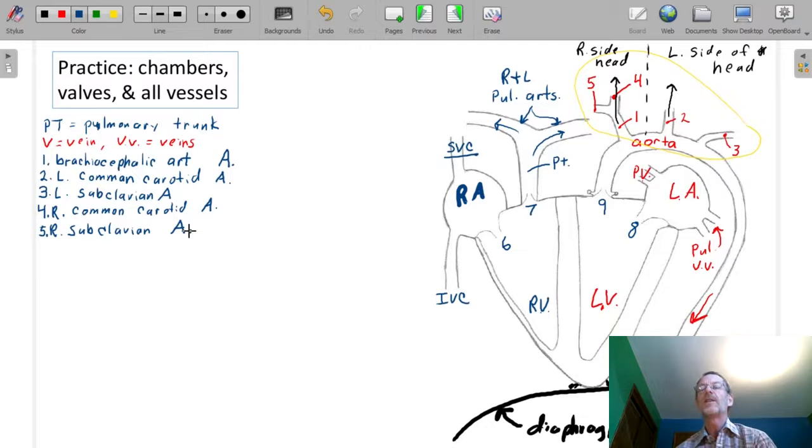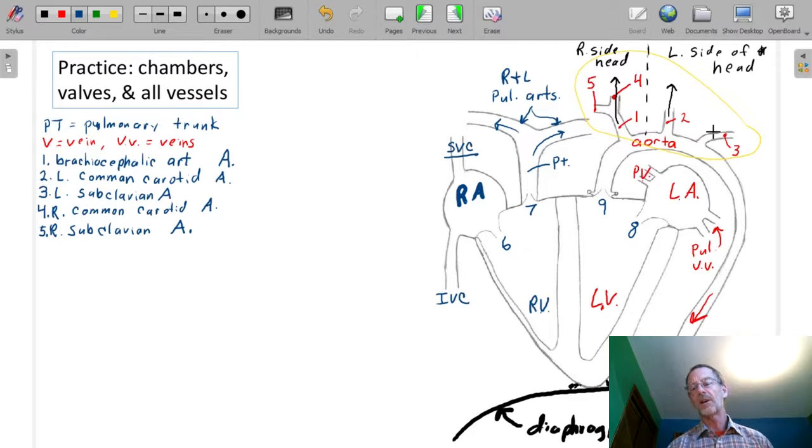So the subclavian arteries go right underneath the clavicle, subclavian, and then they go out to the arms. So the right subclavian goes out to the clavicle, passes through the axillary region and off to the arm, same with the left side. So what we've done with these branches off the arch is we've supplied the head, neck, and the upper extremities, right and left arms.